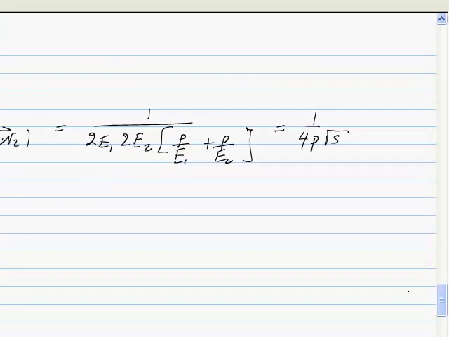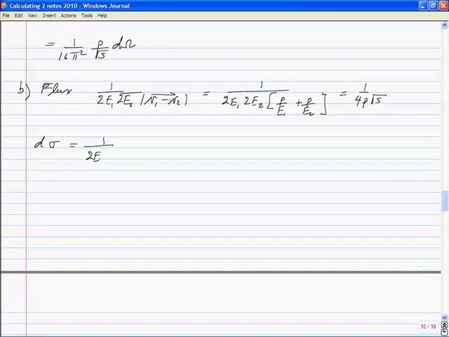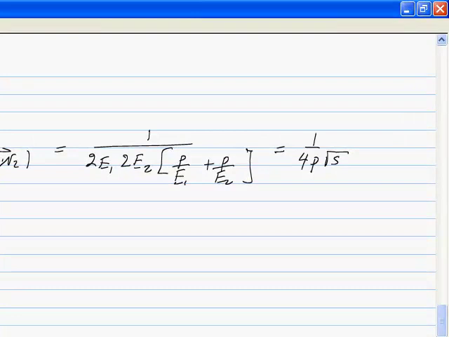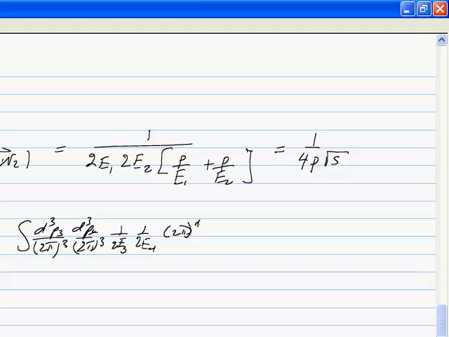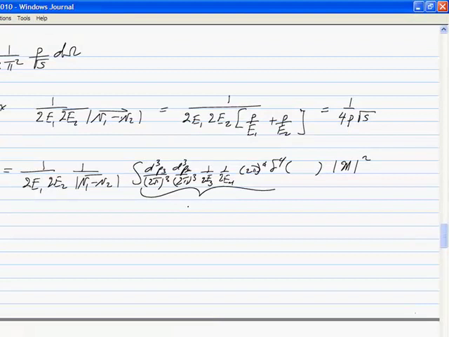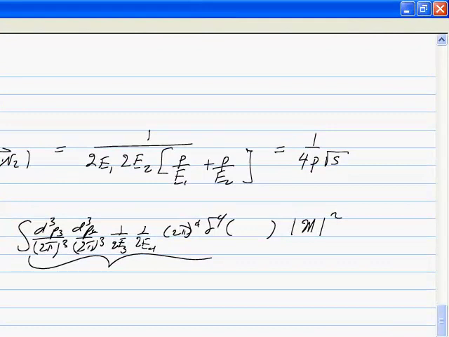Now I have to put it all together. Now, d sigma is 1 over 2E1, 2E2, 1 over (V1 minus V2), times this integral d3P3, d3P4 over (2 pi)^3, (2 pi)^3, 1 over 2E3, 1 over 2E4, (2 pi)^4, delta 4 energy-momentum, times the matrix element squared. So the two steps I did above, I worked out what that part was, I worked out what that part was. Then we put these all together, multiplied by M squared. Okay, that's our goal now.